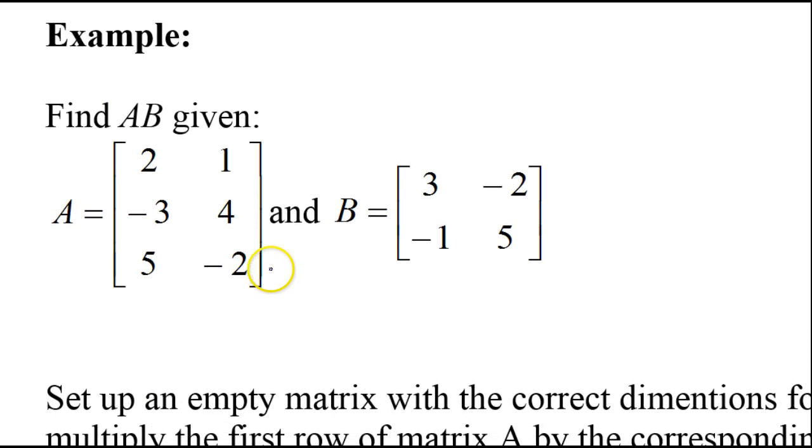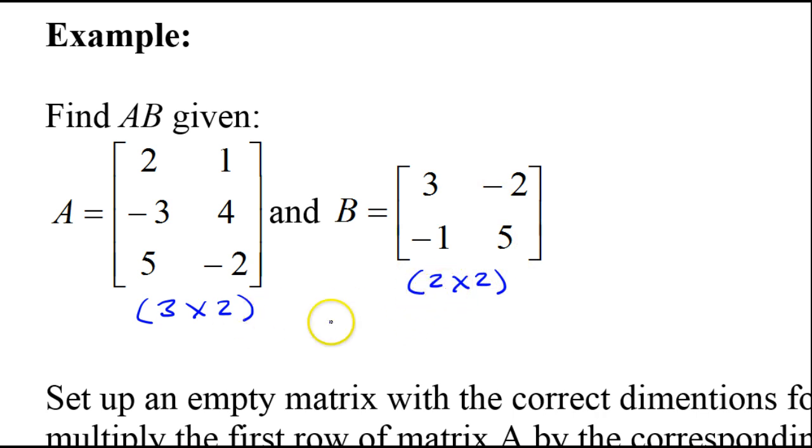We're going to multiply matrix A times matrix B. First, we have to figure out if this is even going to be possible. Is this product defined? So consider the dimensions of matrix A. The dimensions here are 3 by 2 because we have 3 rows and 2 columns. Now, the dimensions of matrix B, of course, we have 2 by 2, 2 rows and 2 columns.